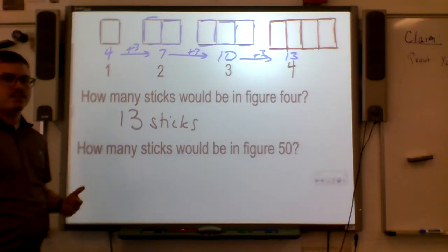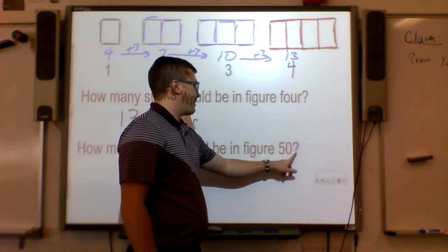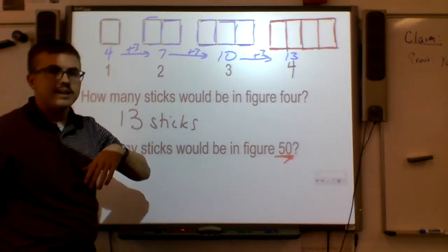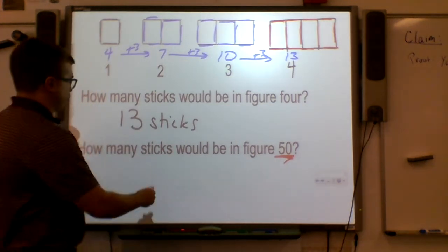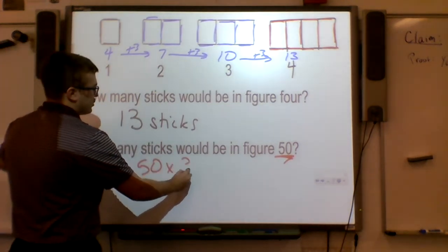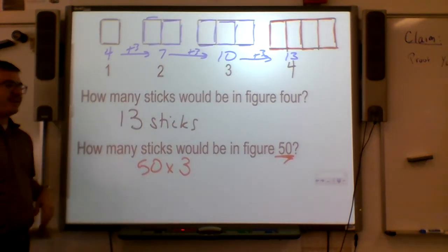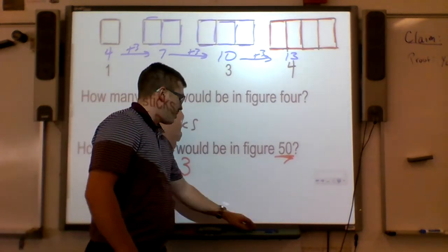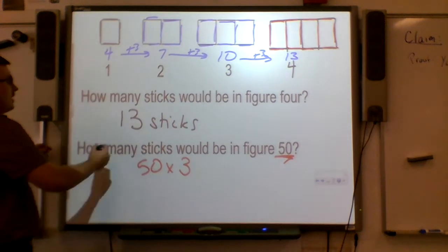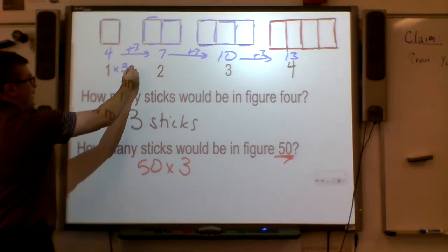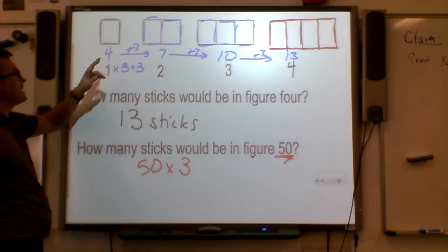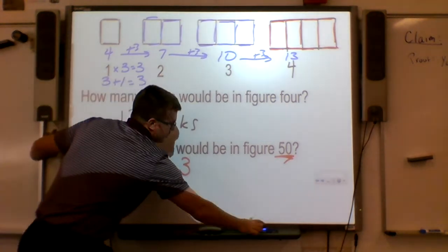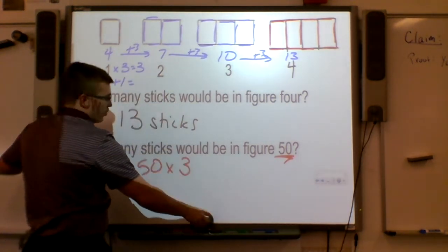How many times are we going to have to multiply by 3? Well, we would have to multiply 3 times 50, because we would have to add 3 50 times to get up to figure 50. So we would have to do 50 times 3, but we're not done there. Because in theory, that should work no matter what figure number you're at. But if I do that with my first figure and multiply the figure number times 3, that just gives me 3, and there are 4 sticks there. So I need to do 3 plus 1 more to get up to that total of 4 sticks.